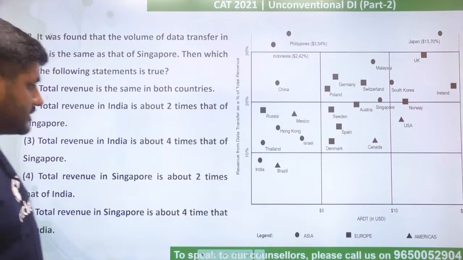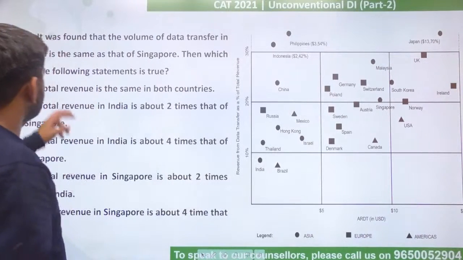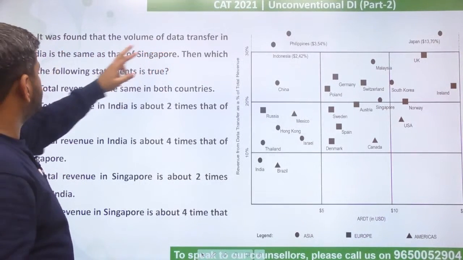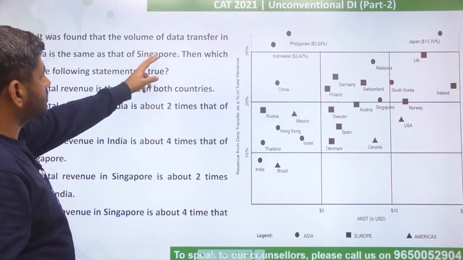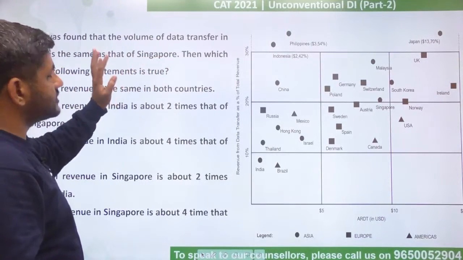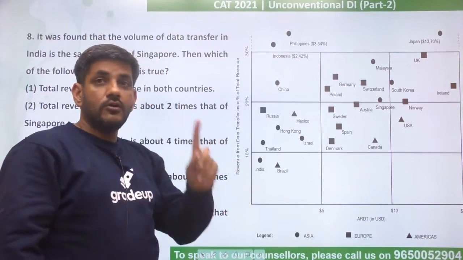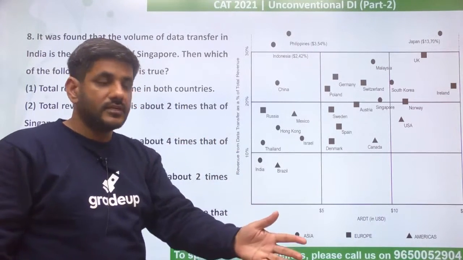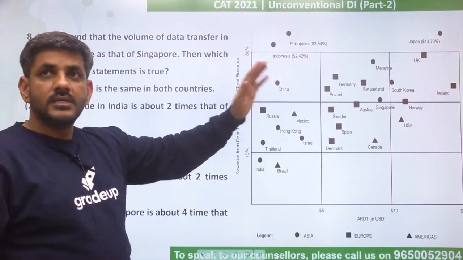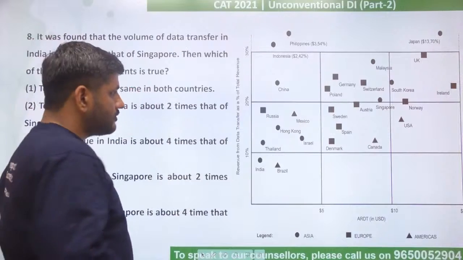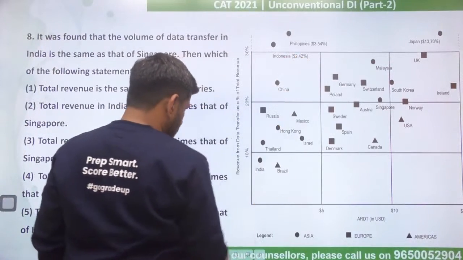Okay, let us do this question. It was found that the volume of data transfer in India is same as that of Singapore. Then which of the following statements is true? The volume of data transfer of India, that means the number of units, and of Singapore, he says they are equal. First of all, let's calculate these values for them.